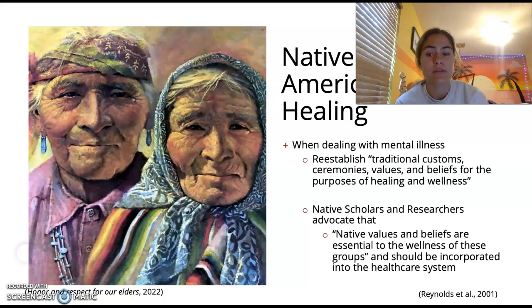Reynolds et al. also bring up the point that incorporating Natives' religious beliefs into mental health prescriptions or therapies may cause Natives to feel more welcomed in American healthcare. As Reynolds states, Natives' values and beliefs are essential to the wellness of these groups and should be incorporated into the healthcare system. Overall, all these customs and beliefs are passed on to future generations through selection in the process of cultural evolution, and this is why Native American culture is so much different than American culture is today.